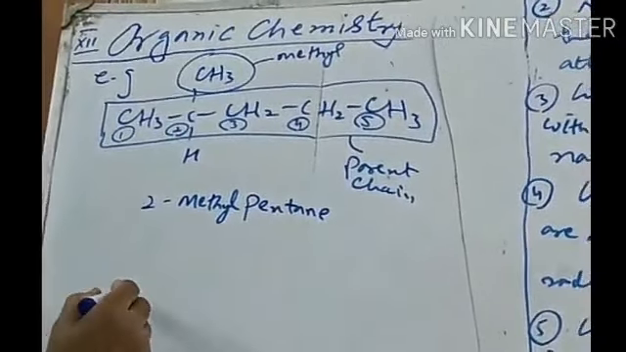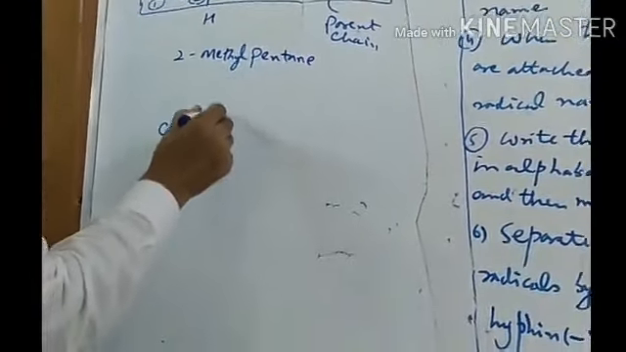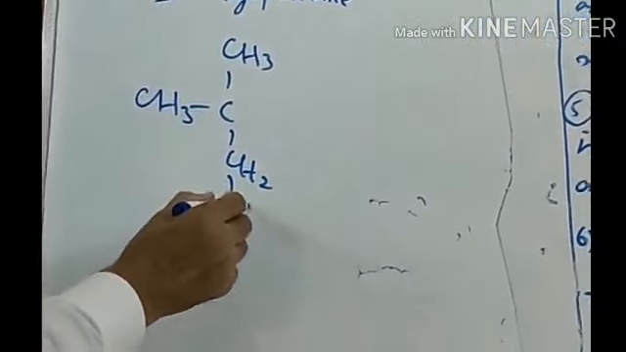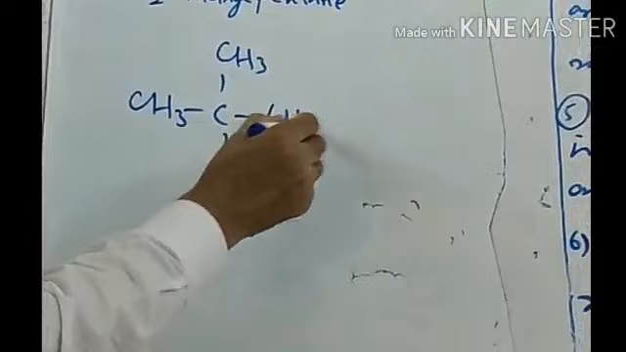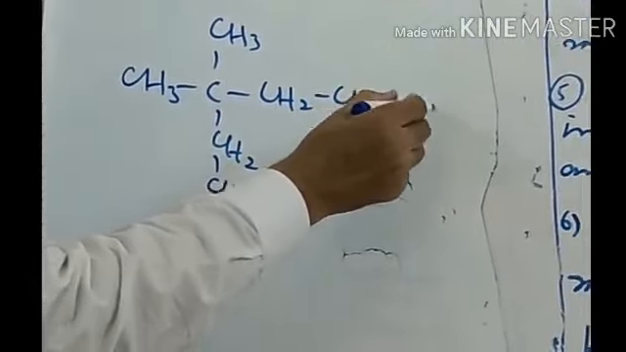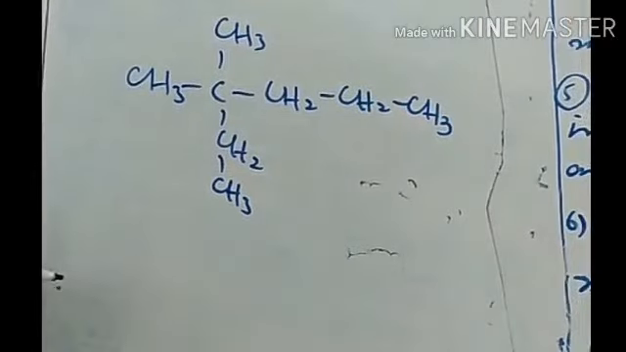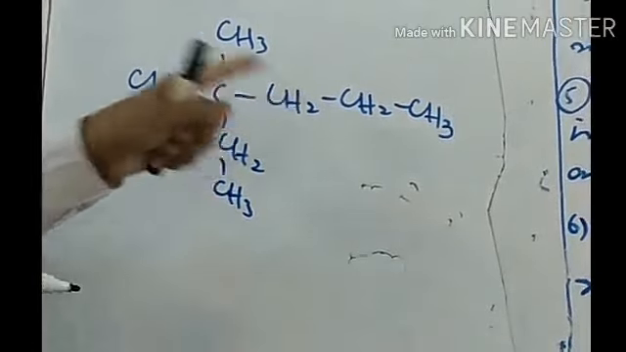The next example: CH3, this is CH3, this is CH2, CH3, CH2, CH2, and this is CH3. Now in this case, this is the compound, and the first rule applies: longest chain.